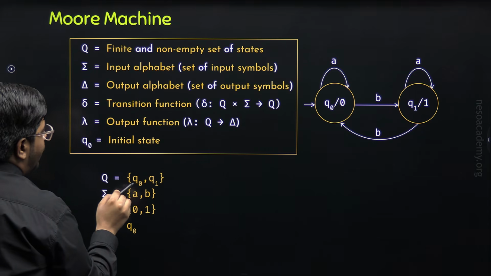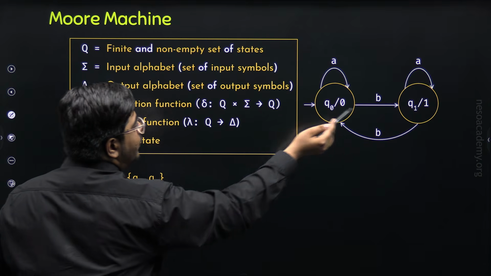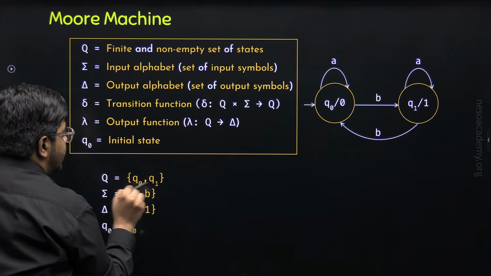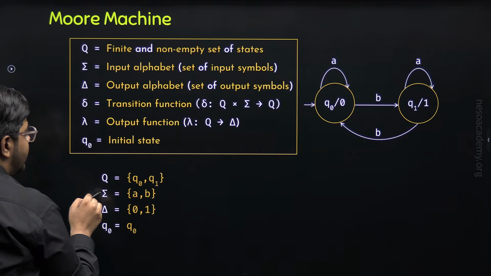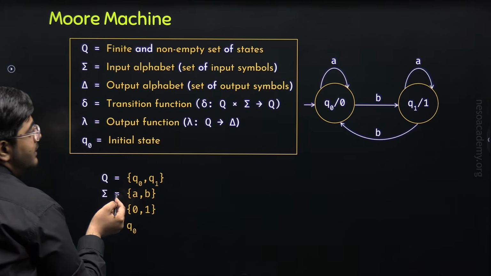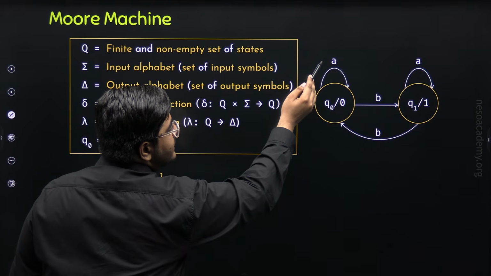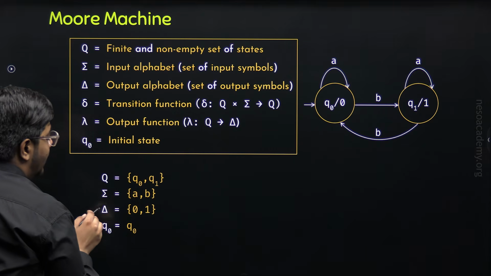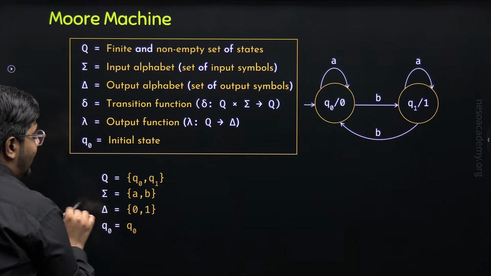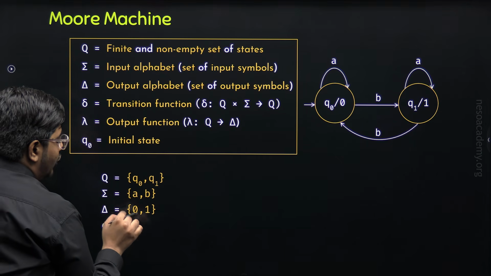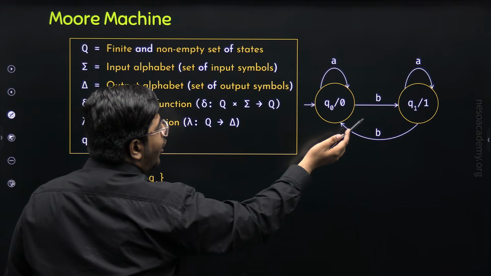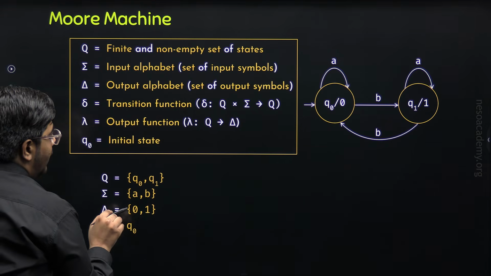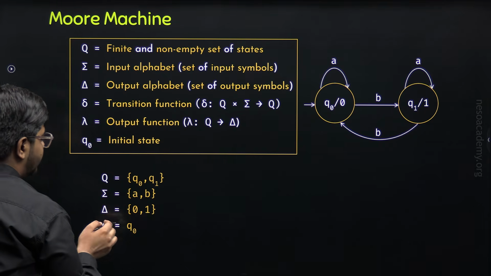Q is equal to {Q0, Q1}. We have only two states, Q0 and Q1. That is why the value of Q is {Q0, Q1}. Sigma, which is the set of input symbols. We have only two input symbols, A and B. So sigma is the set {A, B}. Output symbols, capital delta, is equal to {0, 1}. We have only two output symbols, 0 and 1. So the set of output symbols will be {0, 1}.